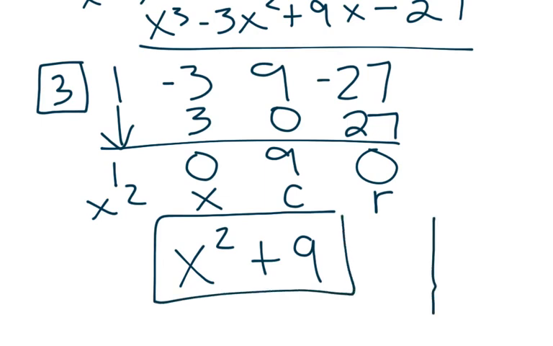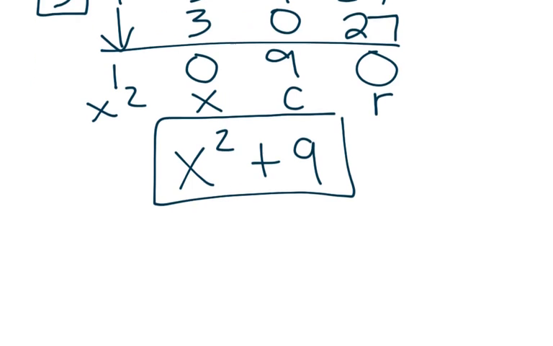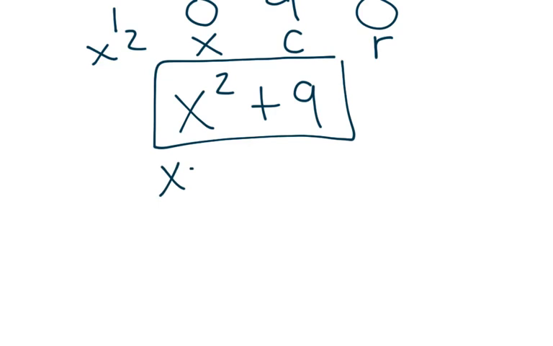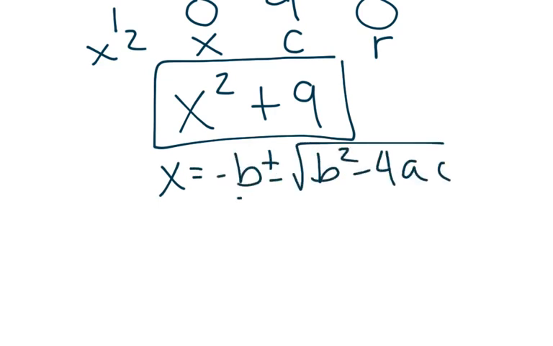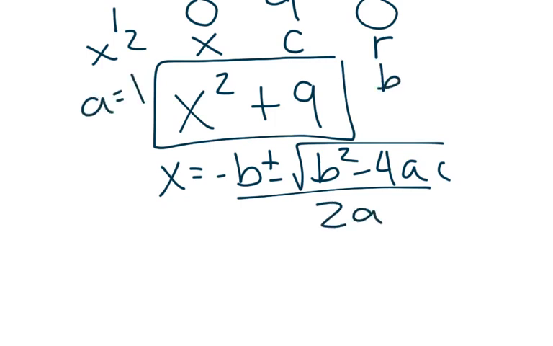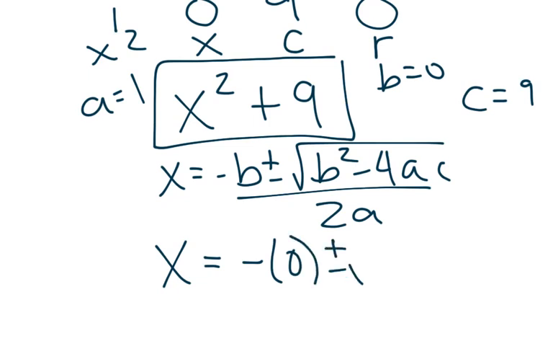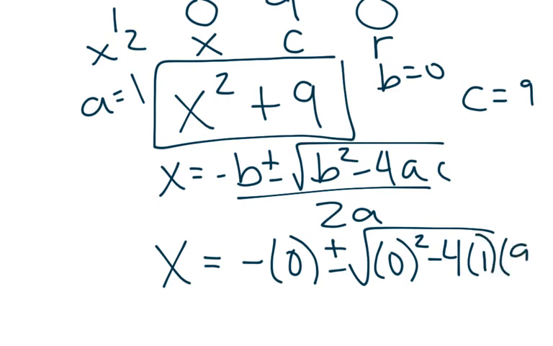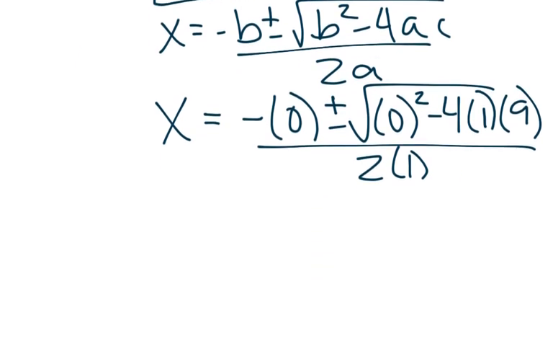Any quadratic can be solved with the quadratic formula. So x is equal to negative b plus or minus the square root of b squared minus 4ac, all over 2a. Remember, a is going to be 1, b is going to be 0 because there's no x term, and c is going to be 9. So I'm going to plug it in. x is equal to negative 0 plus or minus the square root of 0 squared minus 4 times 1 times 9, divided by 2 times 1. And now I'm going to simplify.